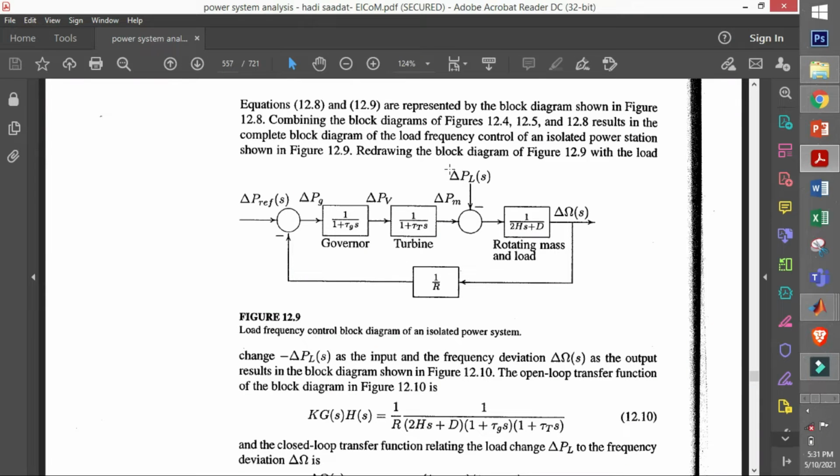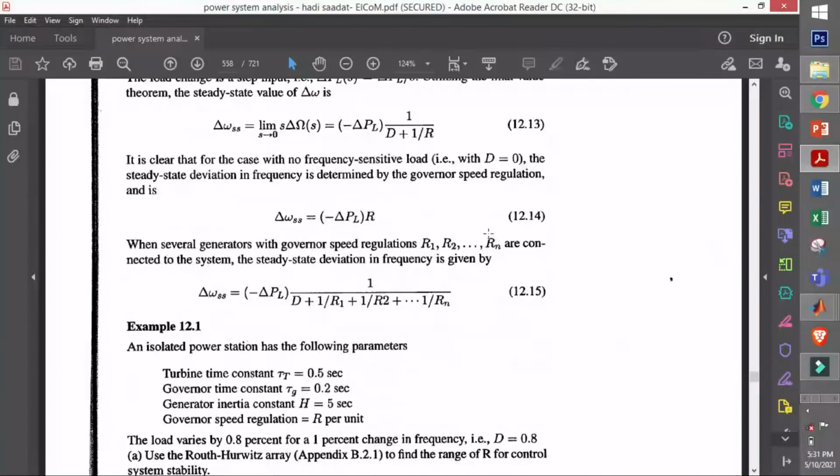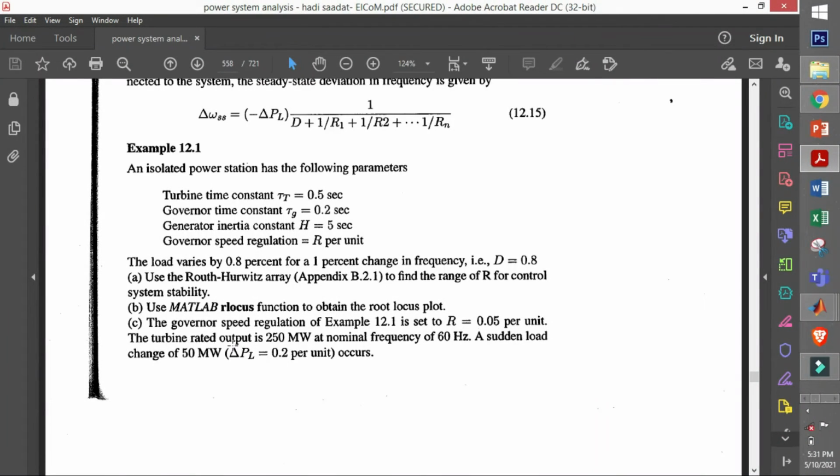Okay, so in this particular model, the del PL value we are going to take is 0.2. It is given here. This del PL value of 0.2 means 20% of the load is increased in the system. You are increasing the load by 20%. So if you are increasing the load by 20%, the frequency will fall.